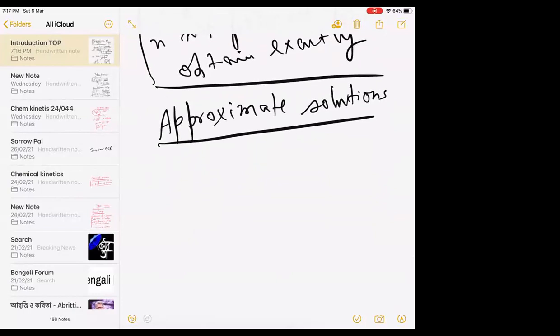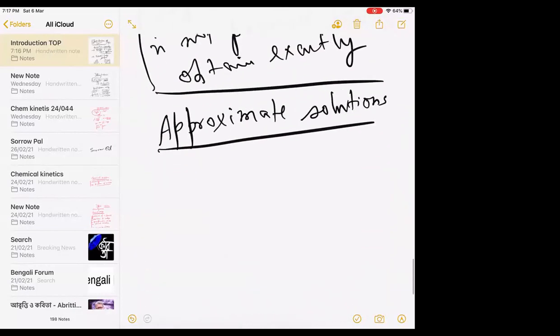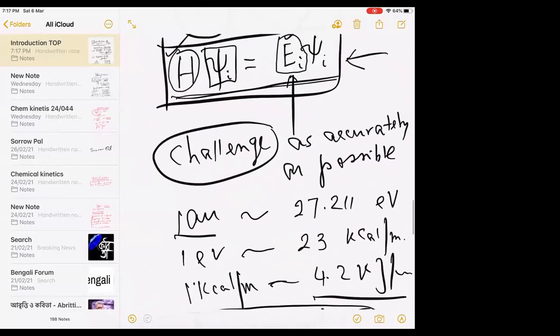We have approximate solutions, and one of the simplest approximations for solving A psi equal to E psi is what is called the Hartree-Fock approximation. Again, without going into the details, many of you have heard about it. Hartree and Fock did this, and the wave function was what is called the Slater determinant, a single Slater determinant. Determinant essentially brings the right symmetry of the wave function, which is basically the anti-symmetry.